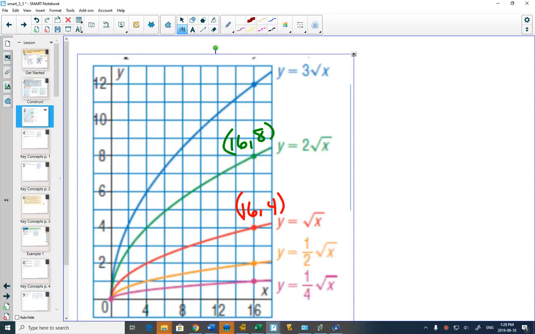What do you think happens to the y-coordinate if you have a 3 out in front? Well, if we look at the point on the blue graph, we now have 16, 12. Compared to the red graph, which is our parent graph, which is our base graph, can you see the y-coordinate has been multiplied by 3?